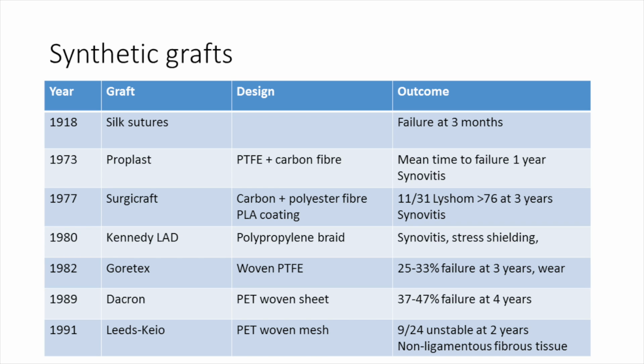So moving away from carbon fiber into the 1980s and 1990s, they moved to polyethylene and polypropylene woven or braided structures. What characterized these was often a study at 1 year saying how well they were doing, and then a steady trickle of studies at 3 and 4 years with failure rates of up to 33% in the case of Gore-Tex and up to 47% in the case of Dacron fibers.